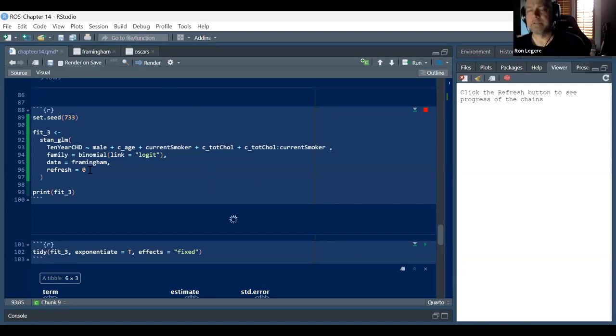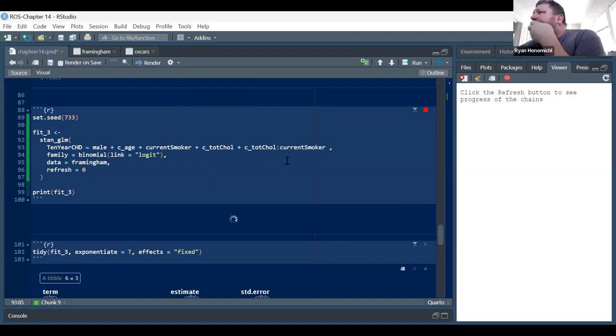Refresh. So let's talk about this for a minute, because when it's really small like that, we know it has almost no effect on the log odds, and therefore almost no effect on the probability. But you've got to be careful not to just go ahead and exponentiate that and try to interpret it, right?